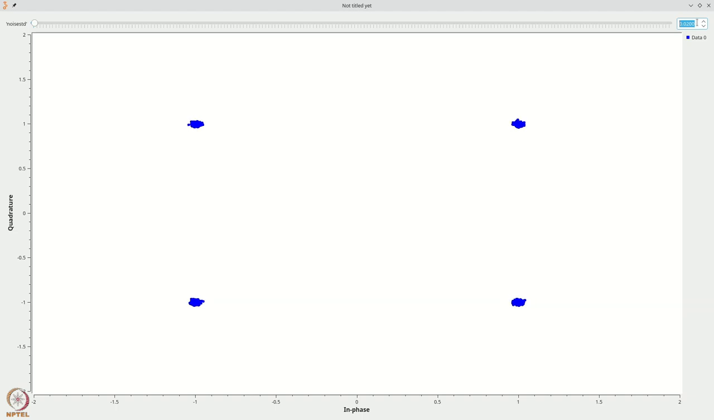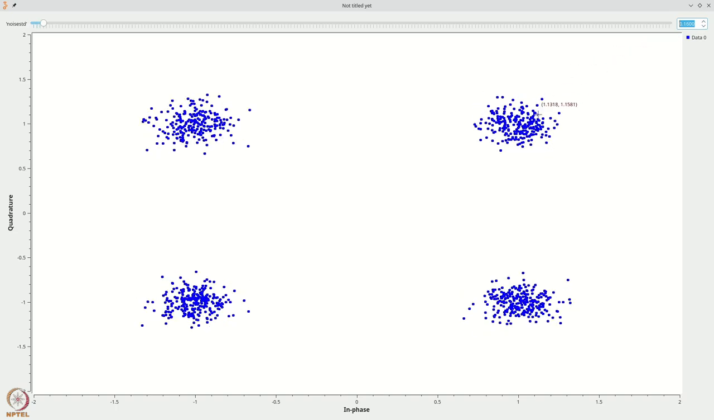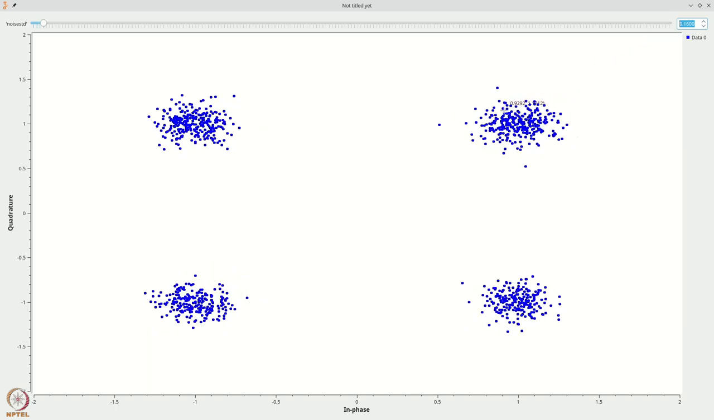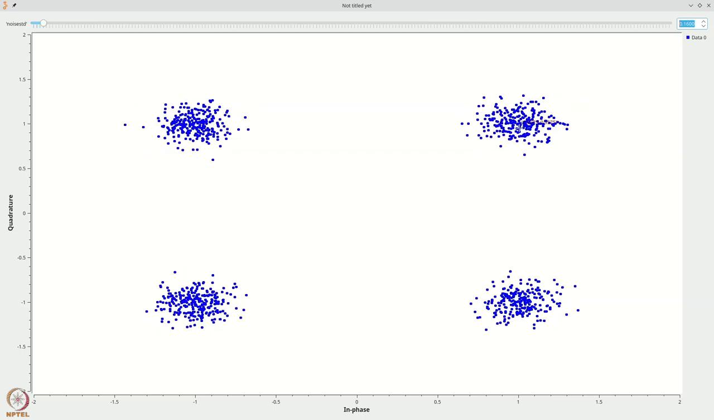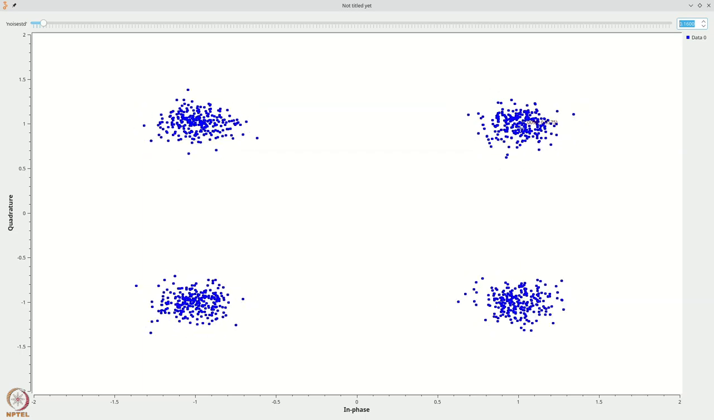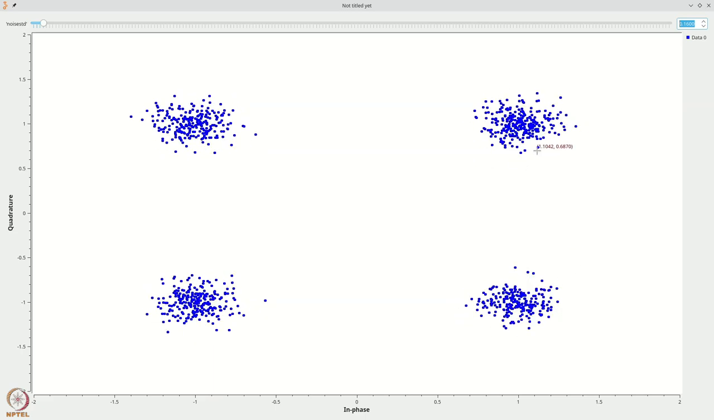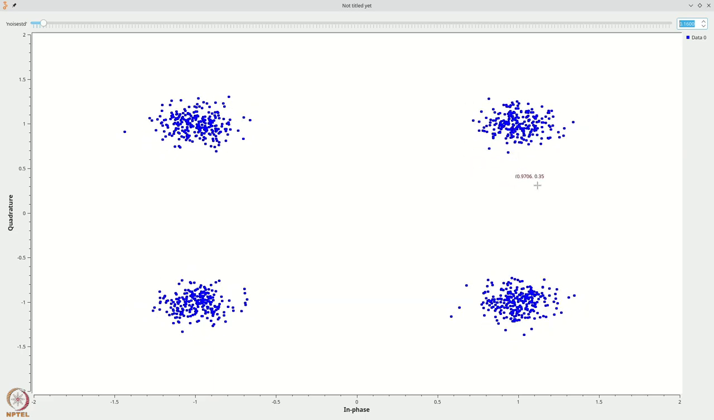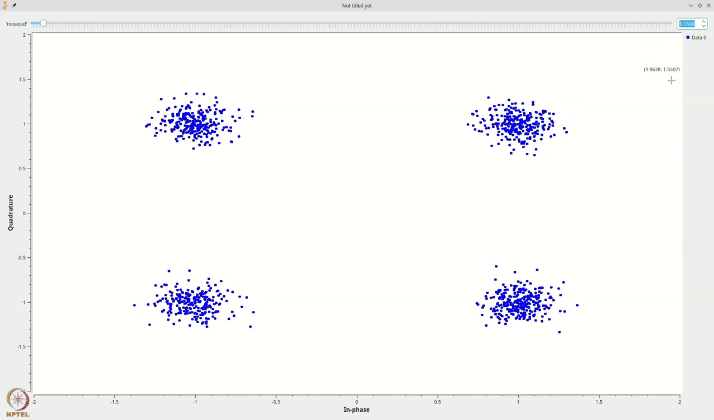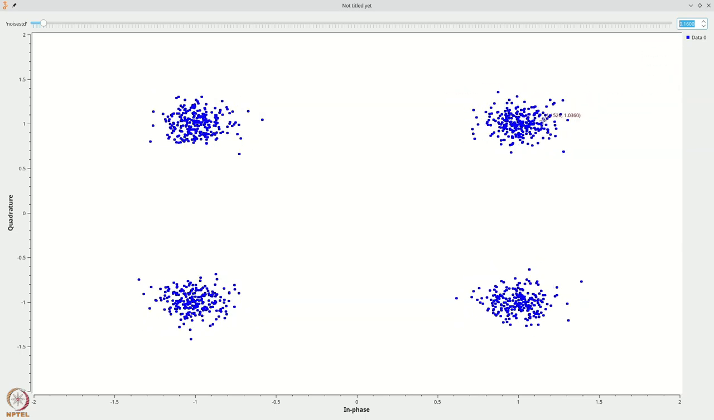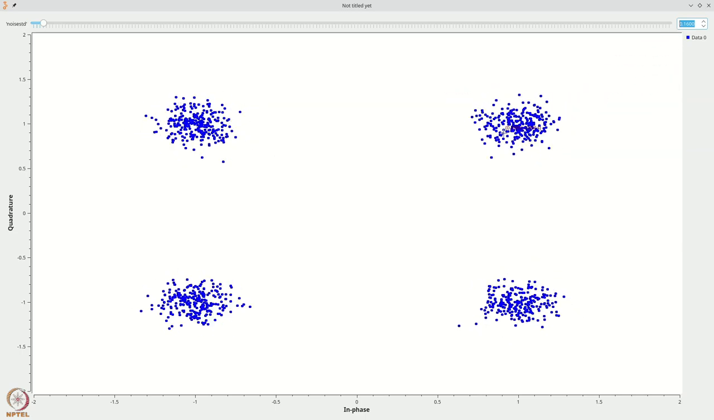Let us now make a modification by increasing the amount of noise. So as I increase the amount of noise, it is evident that the spread is larger. 1 plus 1j, if you add noise to it, which is essentially a 2D complex Gaussian, it starts throwing it in farther and farther locations. Let's actually, before we go further, make a slight change for better visualization.